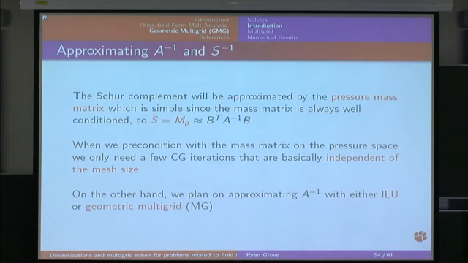Okay. So we have to approximate A inverse and S inverse. So the Schur complement is going to be approximated by a pressure mass matrix, which is simple since the mass matrix is always well conditioned. And then when we precondition with the mass matrix on the pressure space, we only need a few CG iterations that are basically independent of the mesh size. And on the other hand, when we look at A inverse, we need to use either IOU or geometric multigrid.